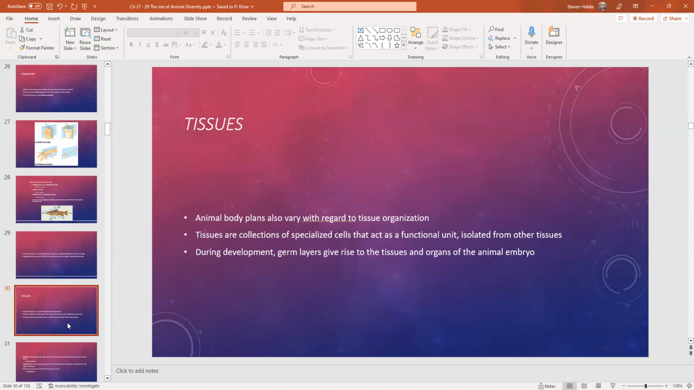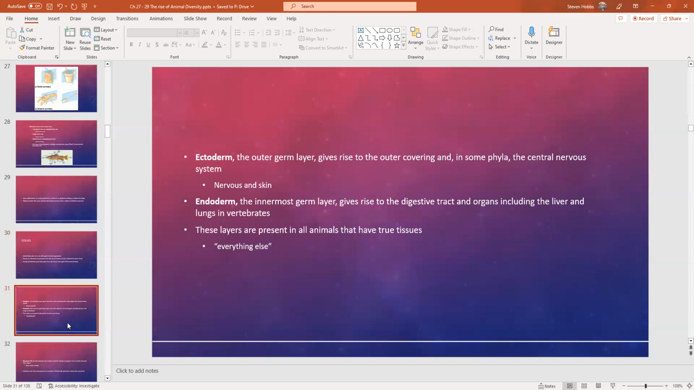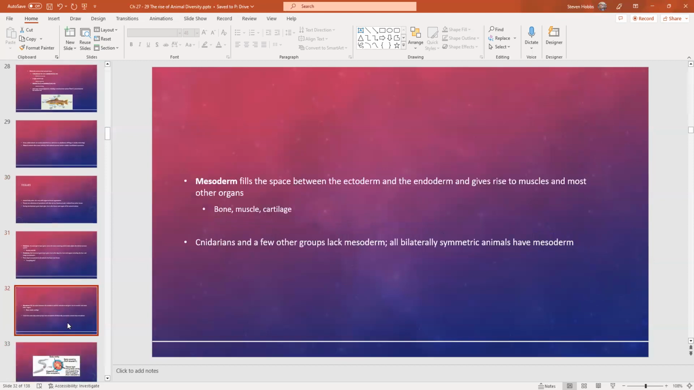So during the development, as the embryo is developing, these germ layers start to give rise to these tissues. The tissues can then specialize into organs. Those organs have specialized functions. So we start seeing this division of labor. If you do this, I'll do that. So we can see these tissues arise in the animal embryo. Now we have ectoderm and endoderm that we're going to start with. We have one more here, mesoderm. I'll come to that in a second.